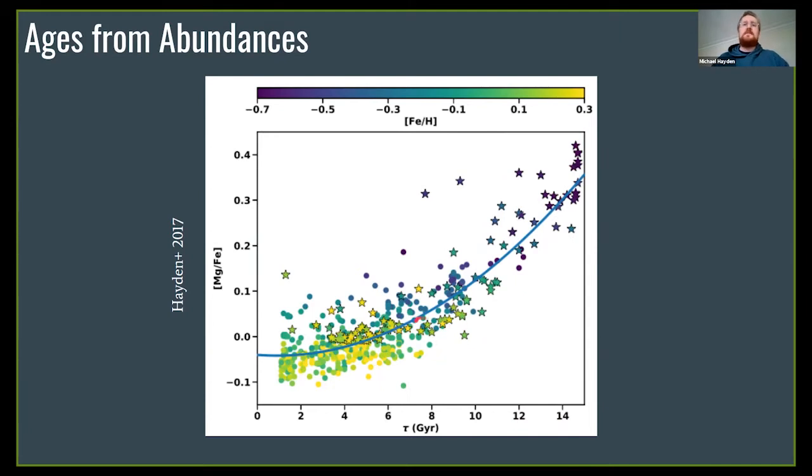But once you get down to young ages, something like 8 gigayears and younger, you can see the magnesium is more or less constant. So magnesium is a great age indicator for old things, but it loses sensitivity for younger populations. So you need more than just magnesium if you want to try and age stars based on their abundances.